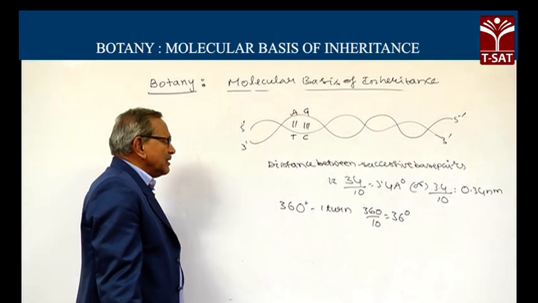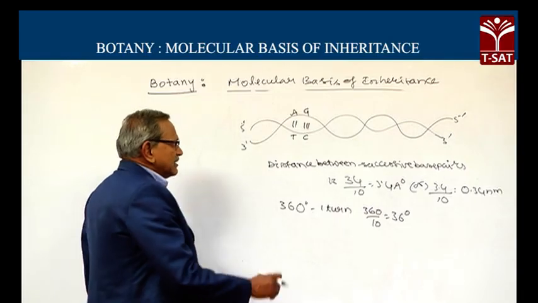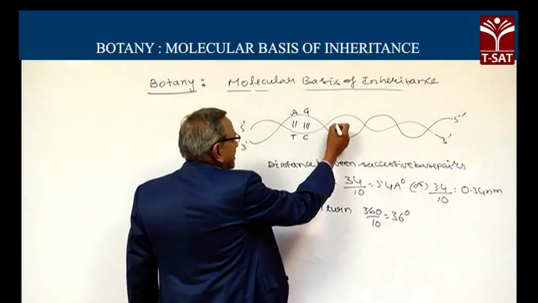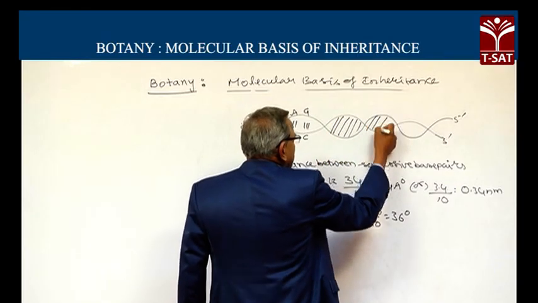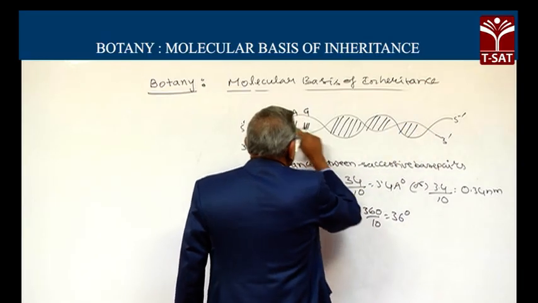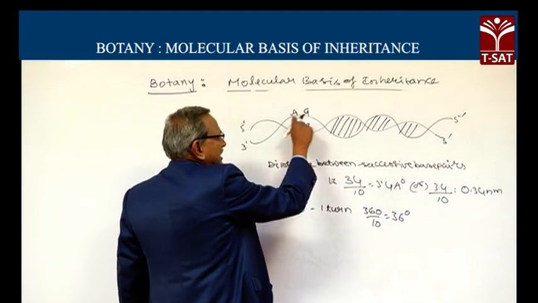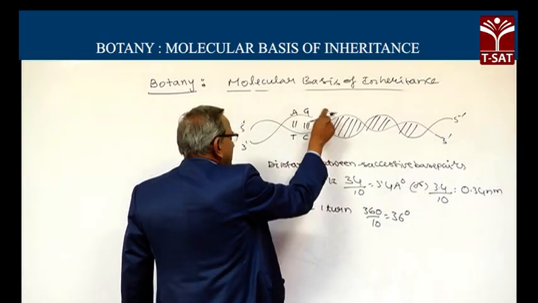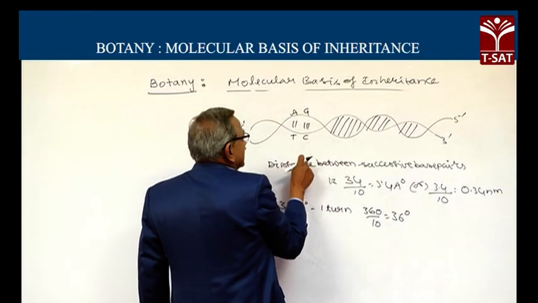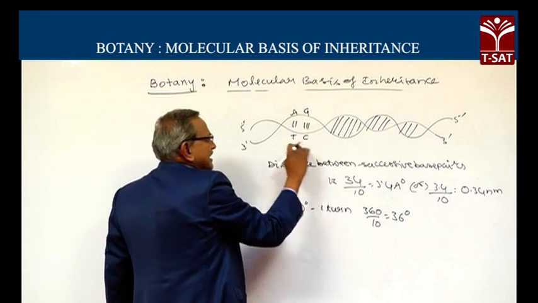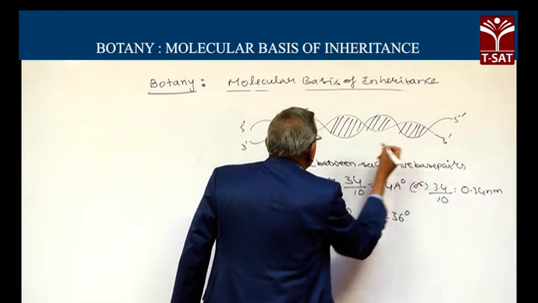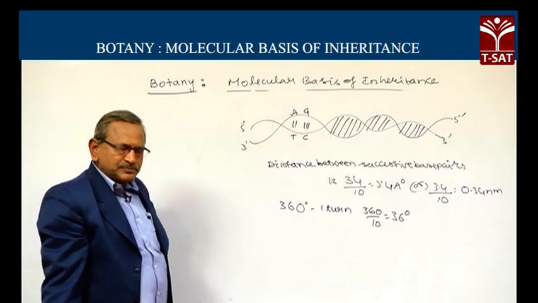Next we have to consider that the stack-like arrangement of the base pairs gives stability to the DNA molecule. So the sugars and phosphodiester bonds form the backbone, whereas the nitrogenous bases are placed inside the double helical structure.